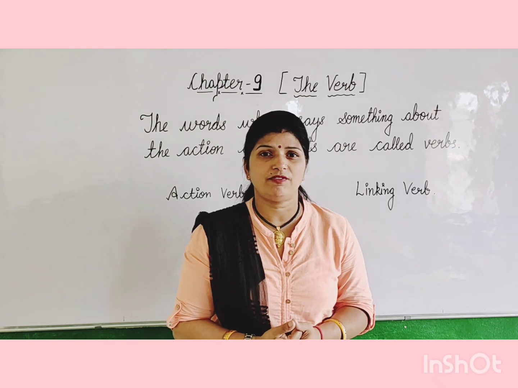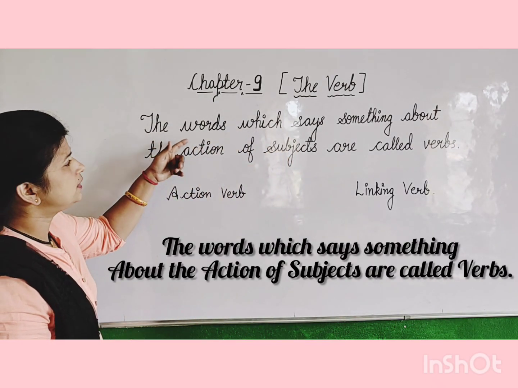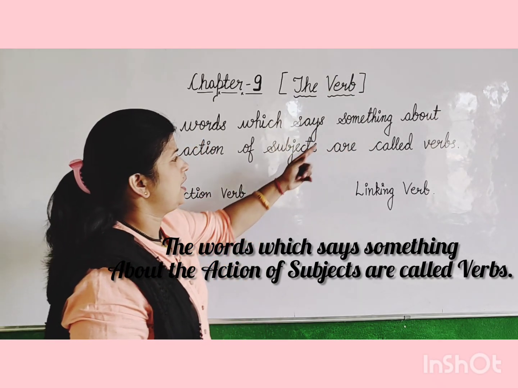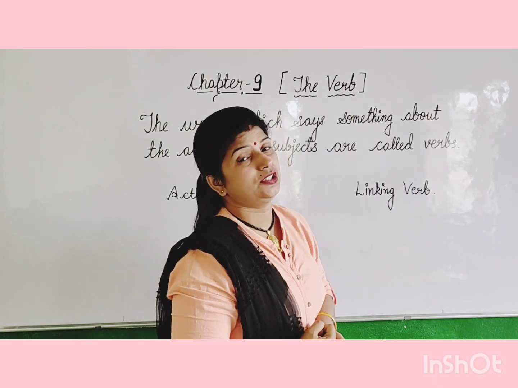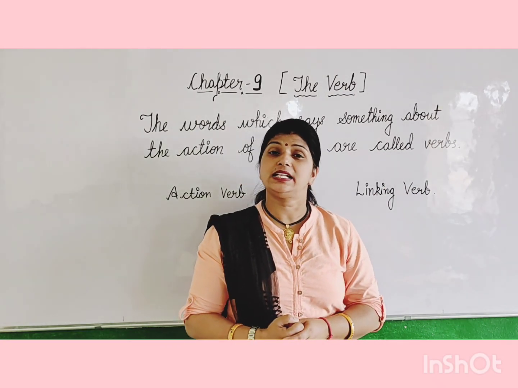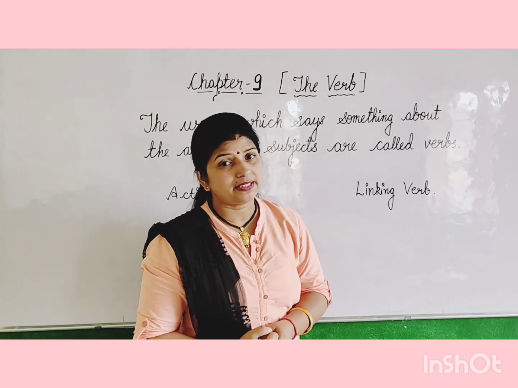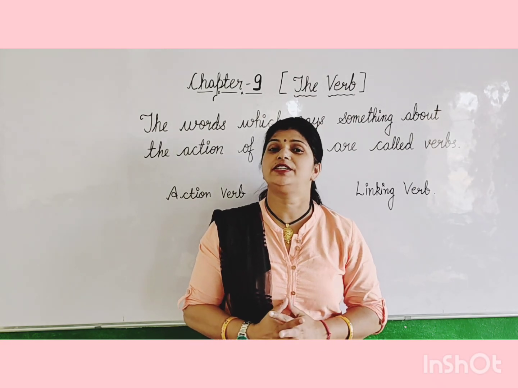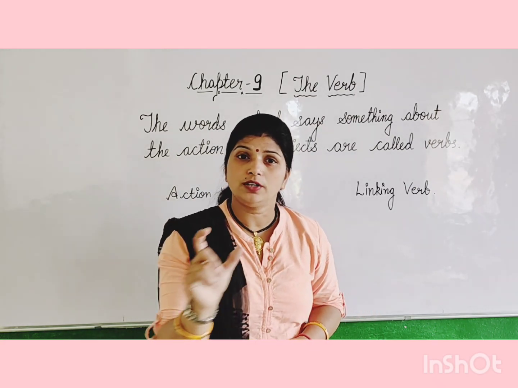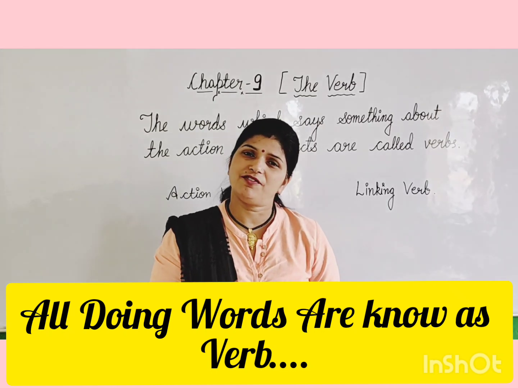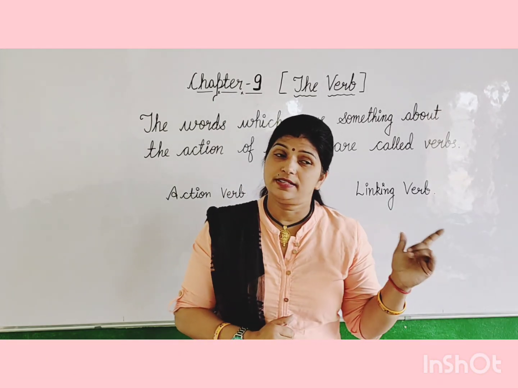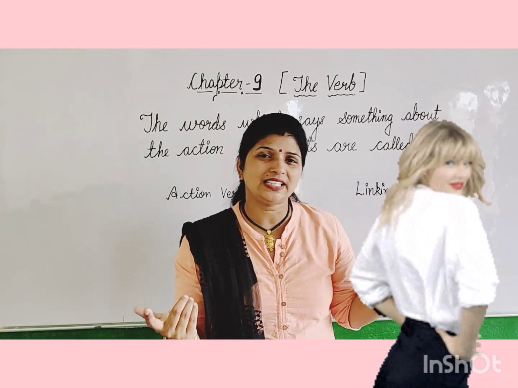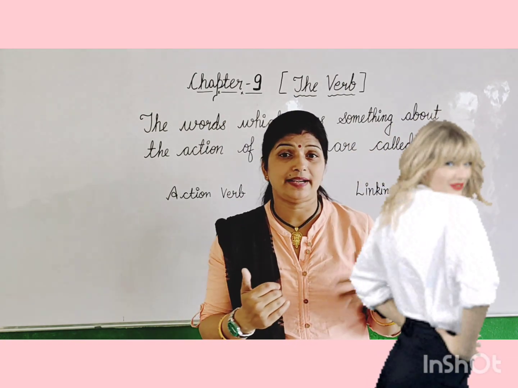Let's recall what are verbs. The words which say something about the action of the subject are called verbs. So my dear children, if any word tells about the action done by the subject, then that is known as a verb. Or in simple language, we can also say that all doing words are known as verbs. For example, that girl is dancing. So what is that girl doing? She is dancing. Dance is the work done by that girl.